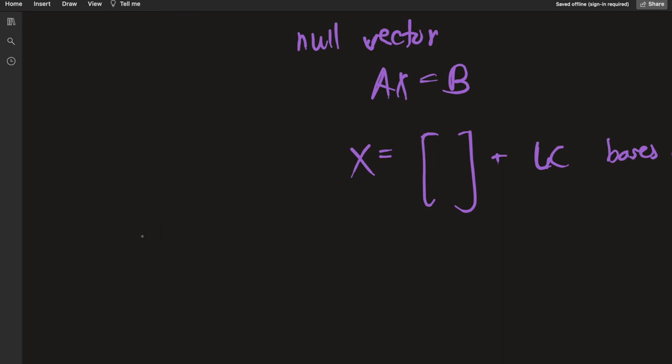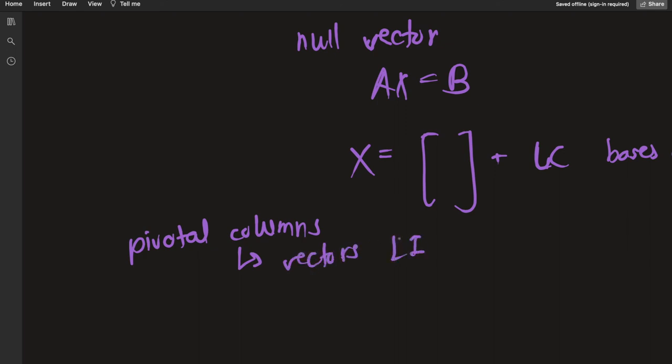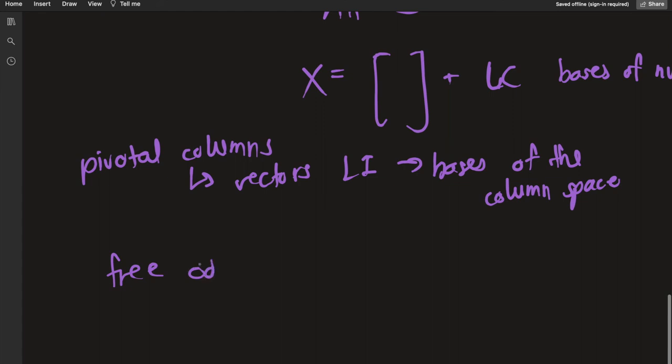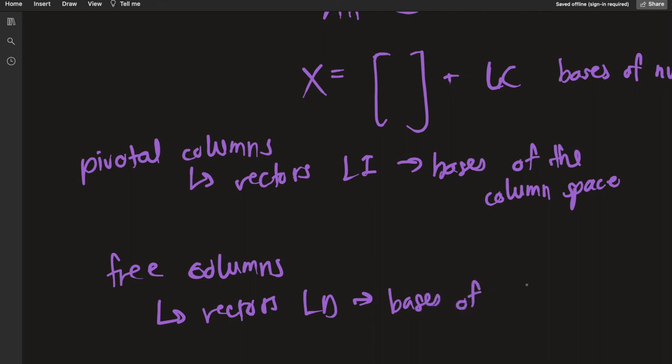Now, on examination, we noted that the pivotal columns that we had told us what vectors are linearly independent, and those linearly independent vectors became the bases of the column space. The free columns, the non-pivotal columns, told us naturally what vectors are linearly dependent, therefore giving a basis of the null space, as we just saw above.